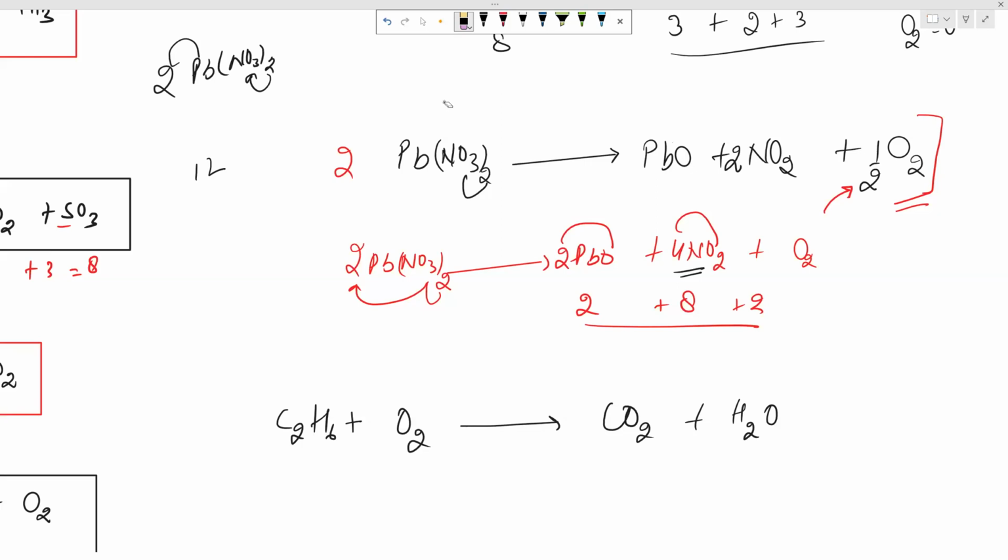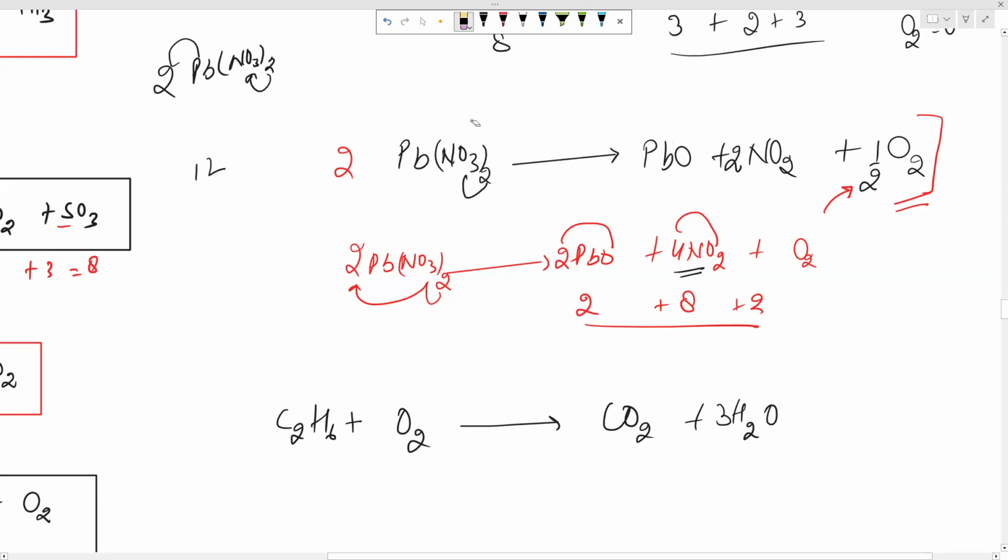Sir, I got C2H6 plus 6O2 gives 2CO2 plus 3H2O. Okay, 6O2 on the reactant side, and here 2CO2 and 3H2O. So it is 7 oxygen total here, and here is 12.